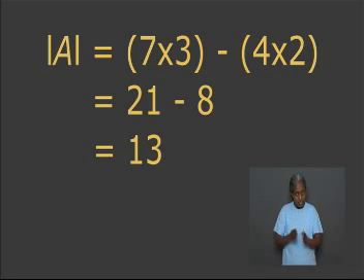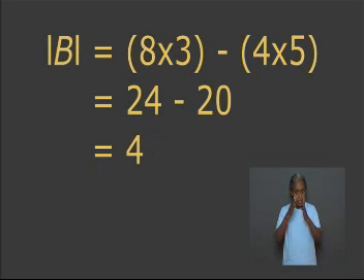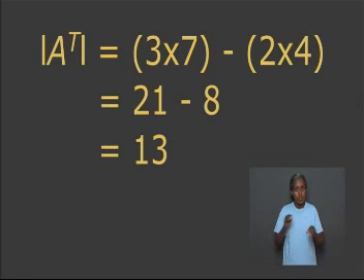The determinant of matrix A is equal to 21 minus 8. It must be equal to 13. The determinant of matrix B is the difference between 24 and 20, and so is equal to 4. When we transpose matrix A and find its determinant, we find that we have found the same answer in a different way. It is also equal to 13. Well done, everyone.